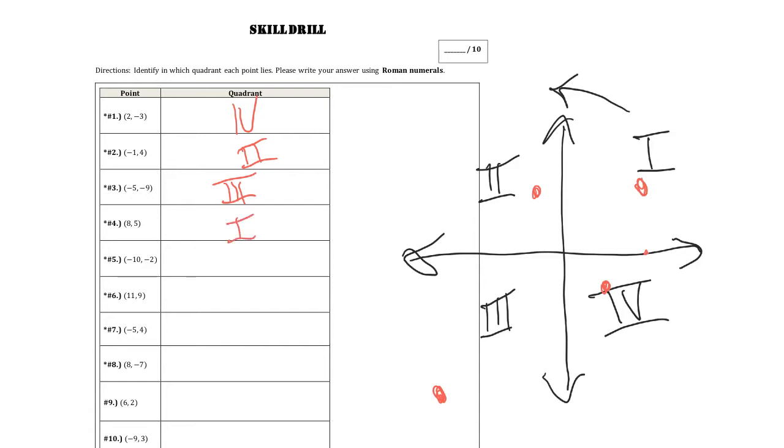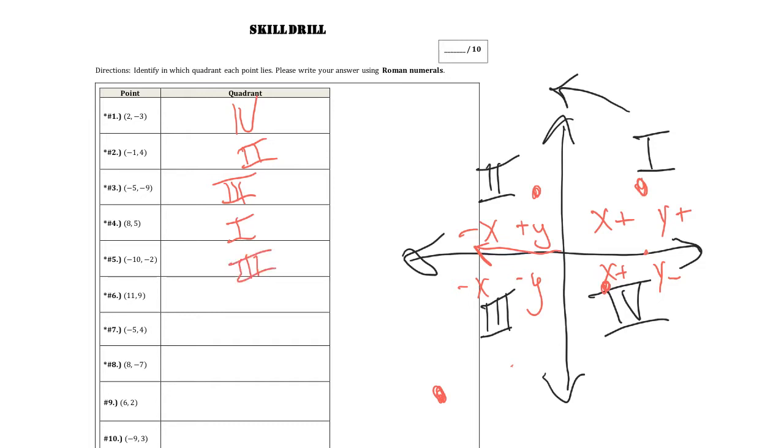So hopefully you're starting to notice a pattern. If x is positive and y is positive, it's quadrant 1. If x is negative and y is positive, that is quadrant 2. Negative x and a negative y is quadrant 3. Positive x, negative y is quadrant 4. So (-10, -2), they're both negative. That's going to be down here in quadrant 3.